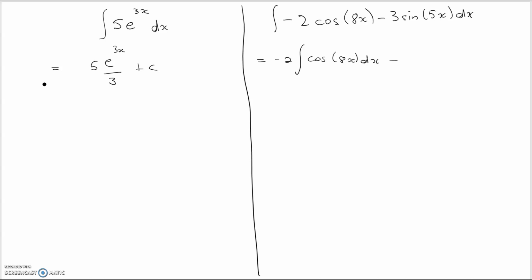and break it up. And then the integral of cos is sine, so it would be sine 8x over 8, but you've already got -2. And then the integral of sine is negative cos, which makes it a positive, and the integral of sine 5x would be cos 5x over 5, but you've already got 3, so 3 over 5 plus c.